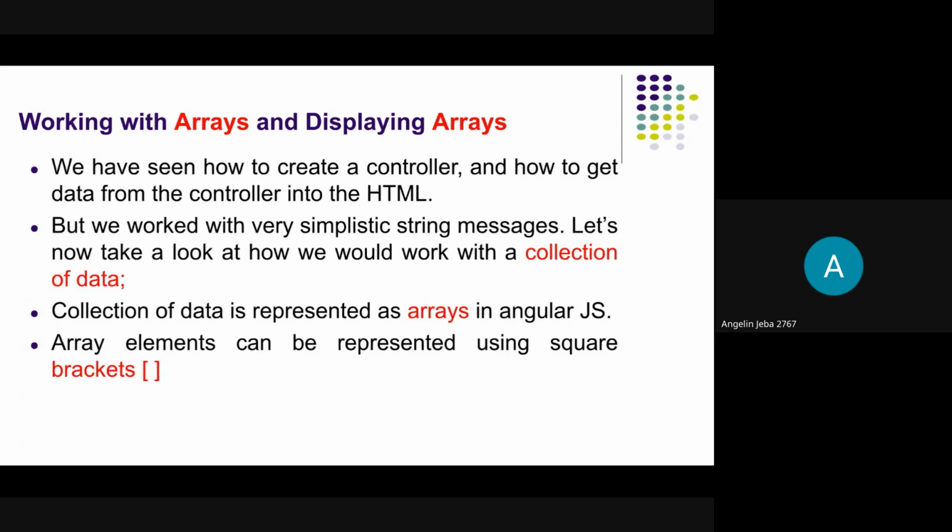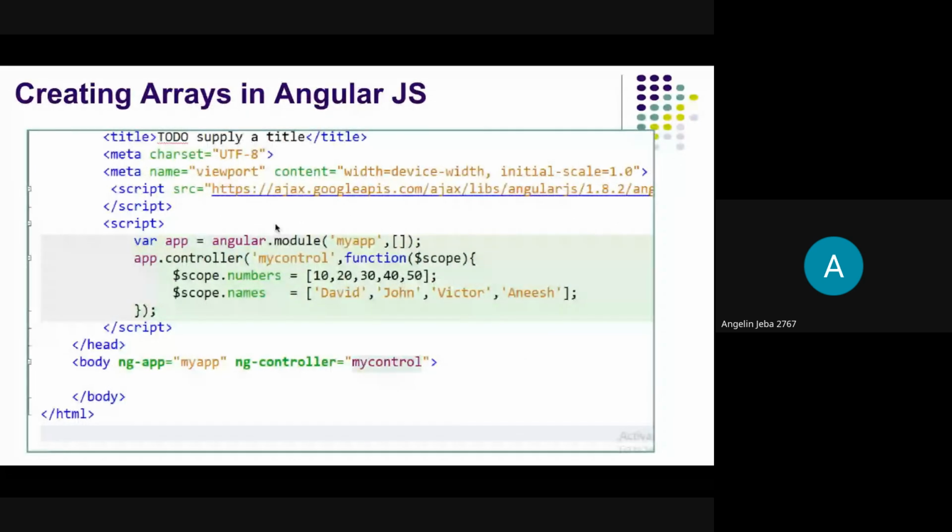Here, for simple data, we did everything. We did the binding, we did the controlling. Now, for a collection of data, that is arrays, we'll see how it works. The collection of data is represented as arrays in AngularJS, and it is represented by square brackets.